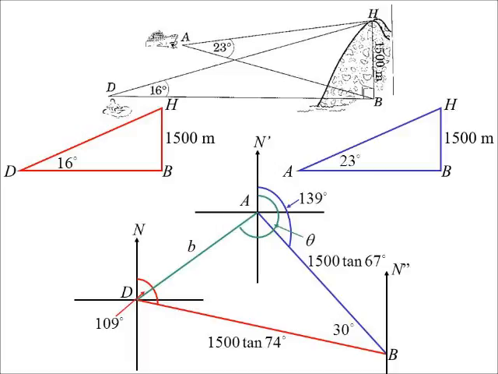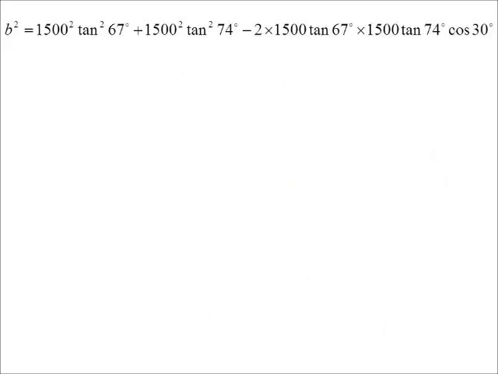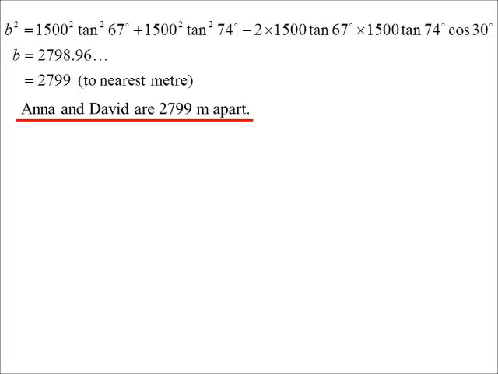It looks like I can now use cosine rule. I've got 2 sides and an included angle. Cosine rule, there it is. B squared equals 1500 squared tan squared 67, 1500 tan squared 74, minus 2 times, etc., etc. But basically it's all calculator work from there. I end up with, to the nearest metre, 2,799. That was the first part of the question.